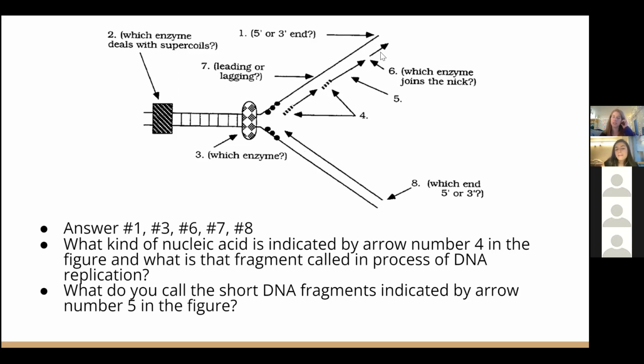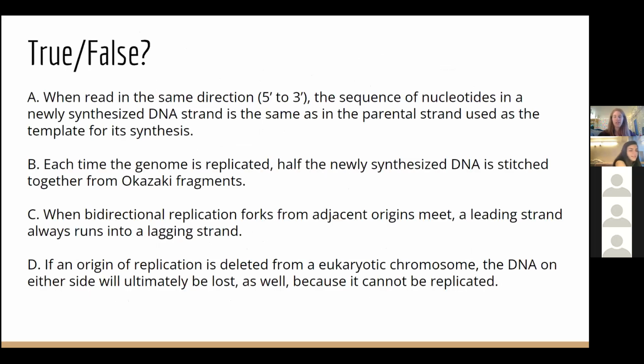Any questions on this multi-question question? Any questions? No. Okay, everybody got it. Okay, let's move on. Here's another multi-question question. I can take this one.